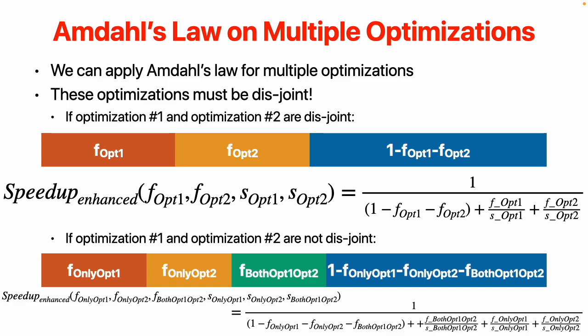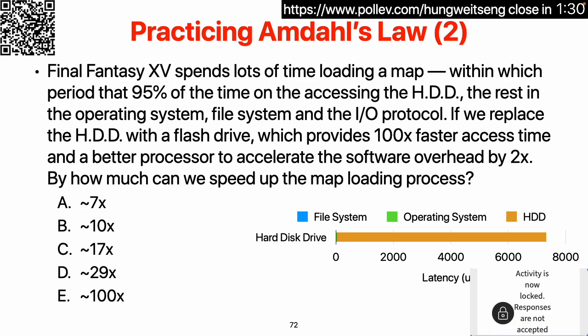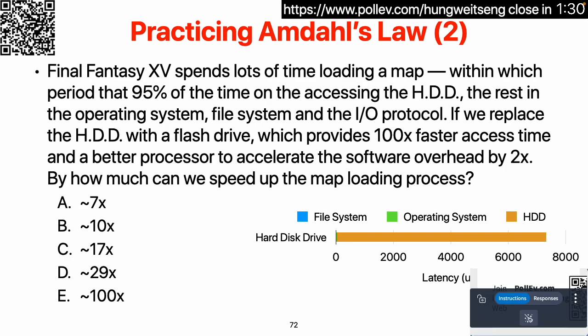So Amdahl's law could be really complicated, but right now I'm going to ask you to evaluate a more complicated case. So right now you are upgrading two things, right? That's why gaming used to be a driving force of computer system upgrades. Like now, you're not only going to have the flash drive, but also a better processor. So how much can we speed up the map loading process with both?